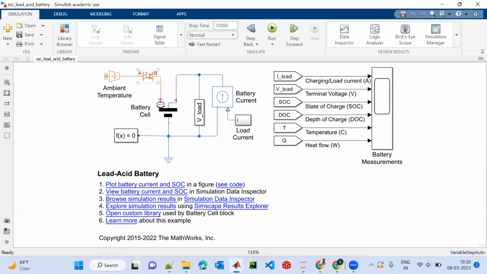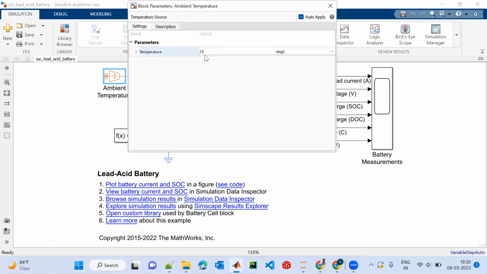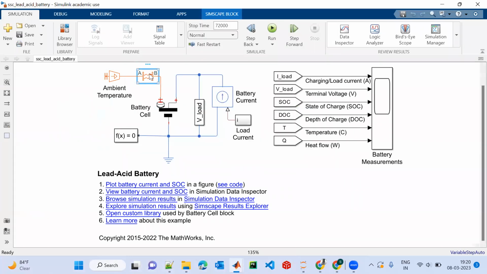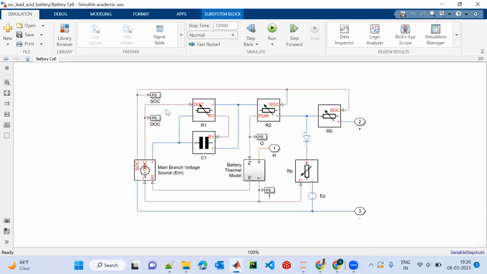So here an ambient temperature source is present. If we just go here, we can see the ambient temperature is 25 degrees centigrade. Then through the convection heat transfer, the heat is getting transferred to the battery cell. If we double click on this battery, this is basically the lead acid battery cell. If we double click on it, we will see the battery structure.